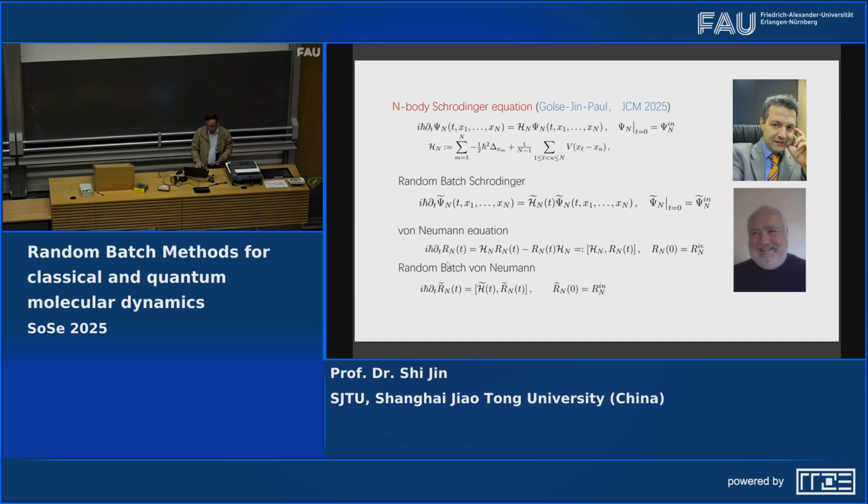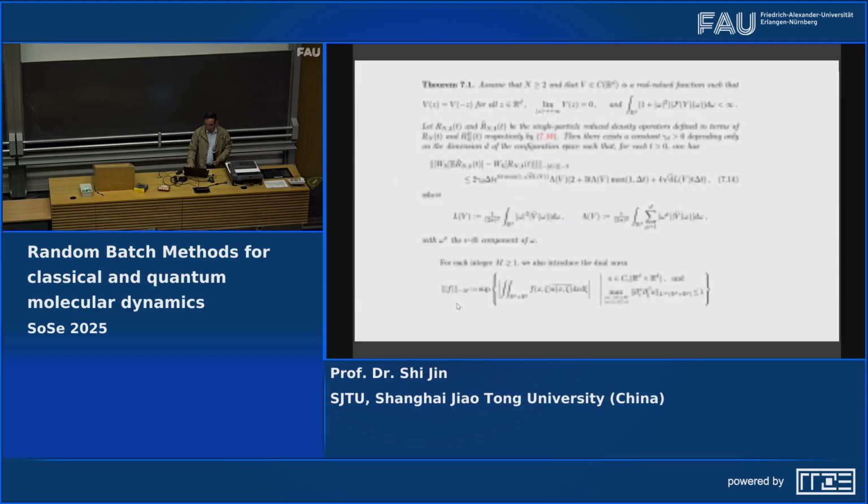For theory, you have to use the von Neumann equation, which is basically an equation for the density matrix. Here ρ_N is the density matrix, where this bracket is the commutator of these operators. Then we have a random batch von Neumann equation. This is what we prove. We have to make some assumptions on the potential: symmetry and decay. Essentially what we find is that W_ħ is the Wigner transform and N1 is the first marginal. Of course, here we have to take the first marginal. It does not work for the wave function.